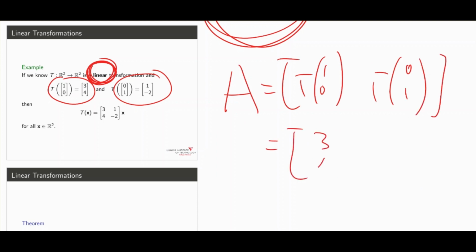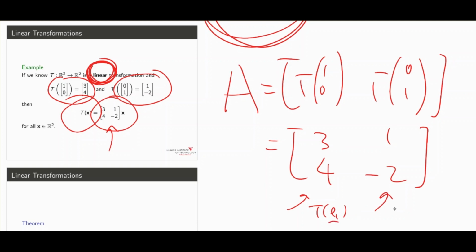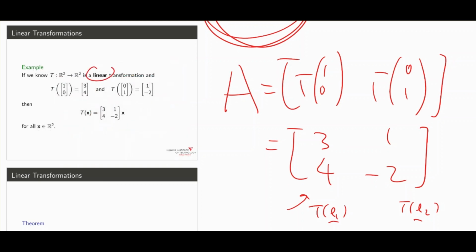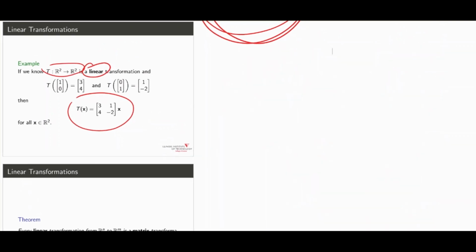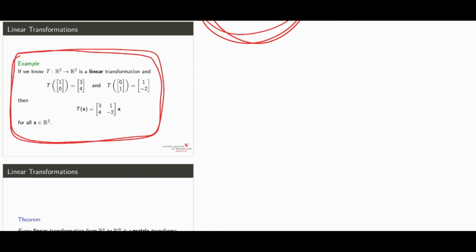So as you can see right here, we have 3, 4, and then 1 and negative 2, and this is our Tx. Tx will be Ax, and A is constructed by placing your TE1 right here and your TE2 right here in the matrix. And that's it. Now we know that T being linear is T being a matrix transformation. You might ask, what is such a big deal about this? Do you see the significance of what we have just achieved?